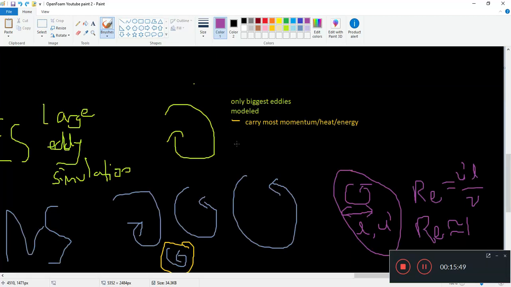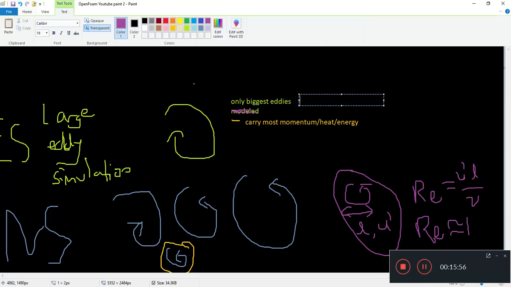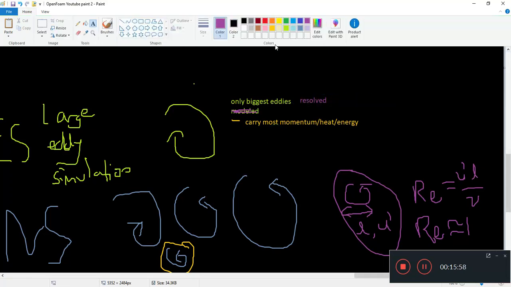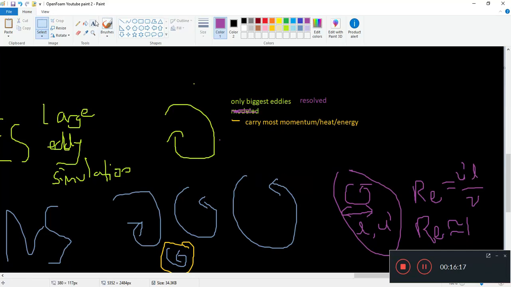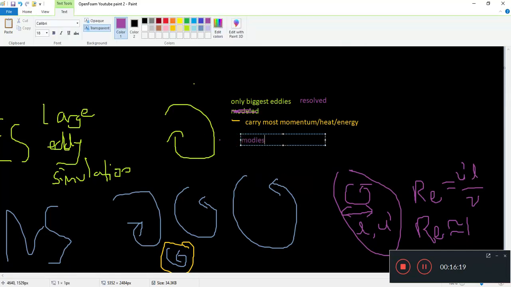this LES model will resolve the biggest eddies. Sorry, I should use the word resolve. And it models the smallest eddies. Maybe I should use type. It's a bit neater. So it models the smallest eddies.